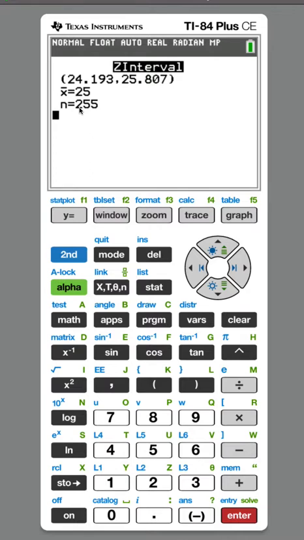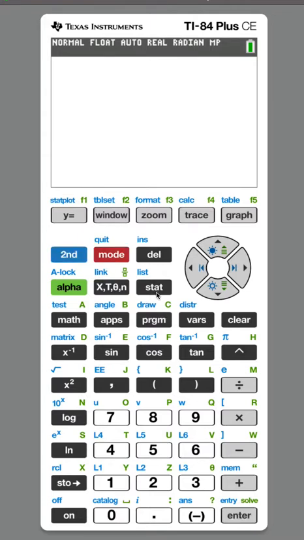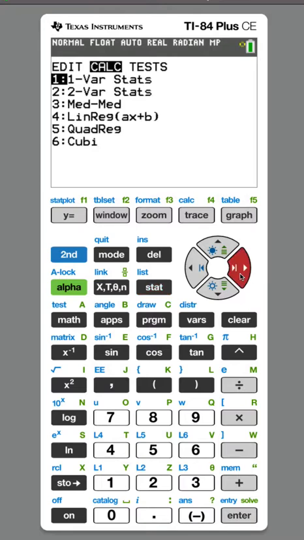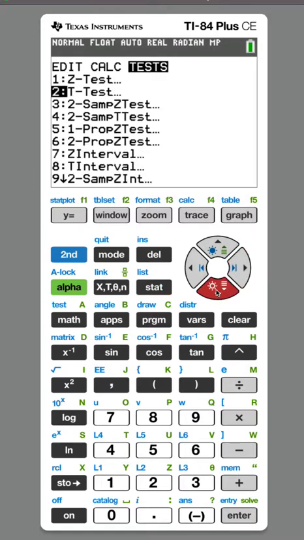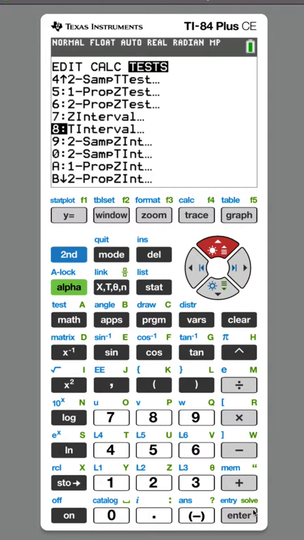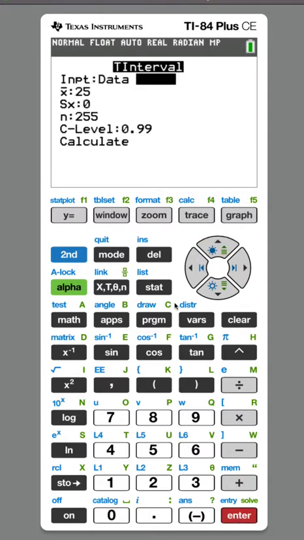So the only difference between Z interval and T interval, if I go to stat again, and I scroll over to test with my right arrow, go down, I want an interval, so it has to end in interval or int. So this time I'm going to go to T interval. Let's assume sigma is unknown. And again, I'm going to highlight stats for this video and I'll do data in the next one.